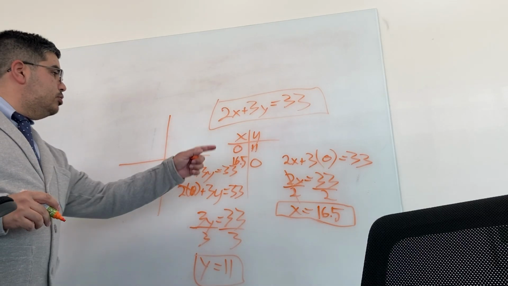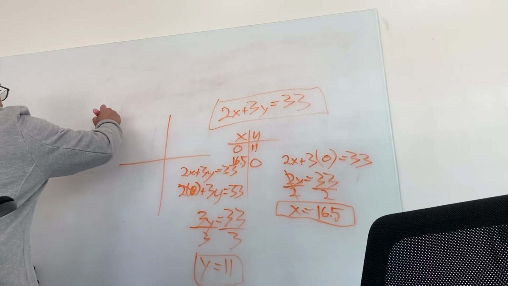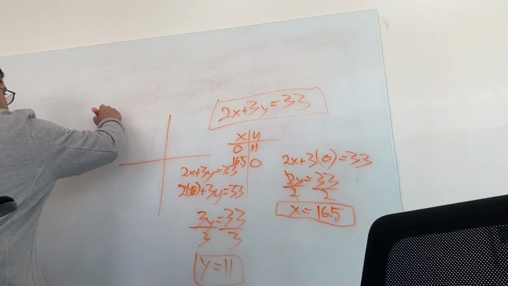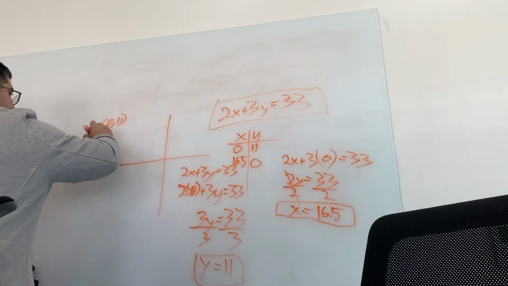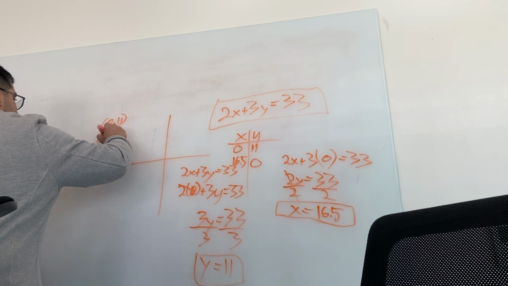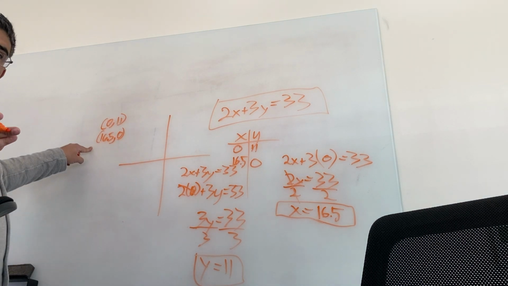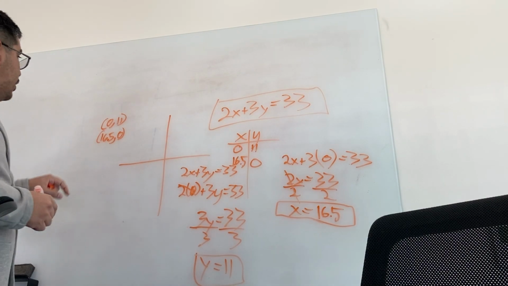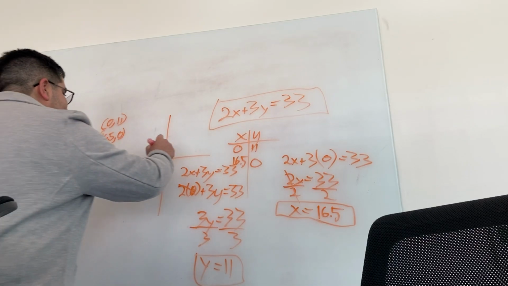16.5 and 0. So now we have two coordinate pairs. One is going to be 0, 11. Then we have 16.5, 0. These are the two coordinates. Now we can graph those 2 points, right? Remember, the y-intercept, it's 11, which is good. So that's what we're going to do.